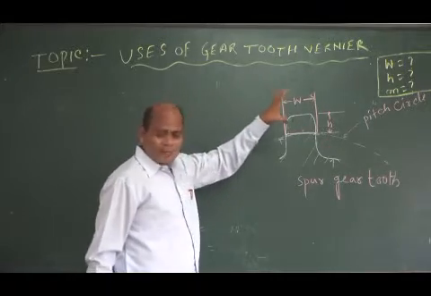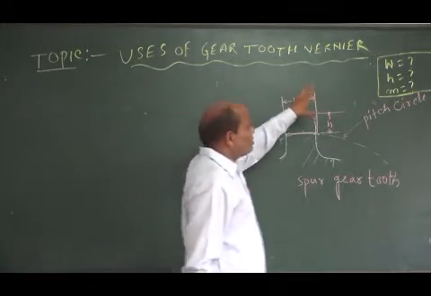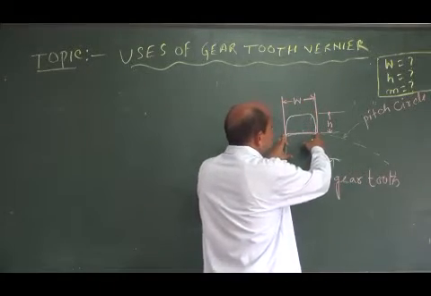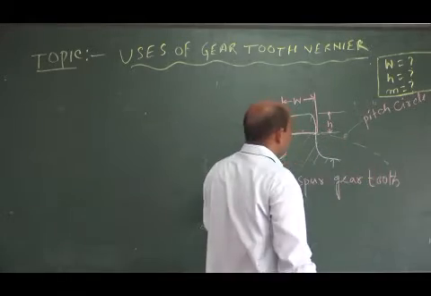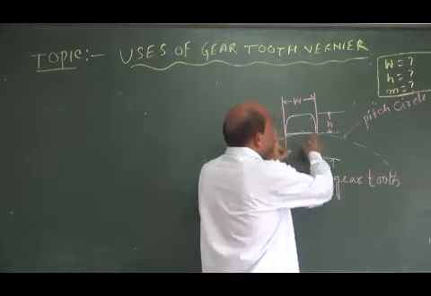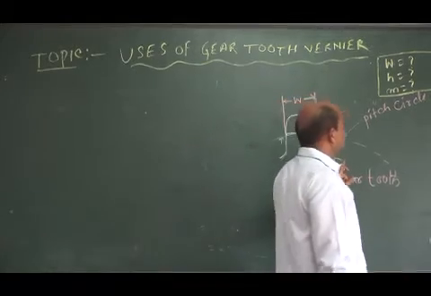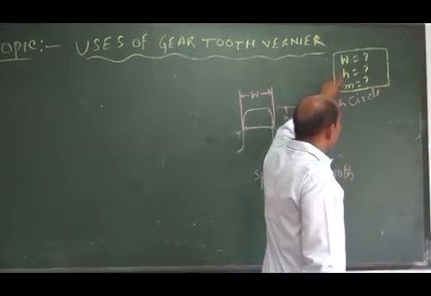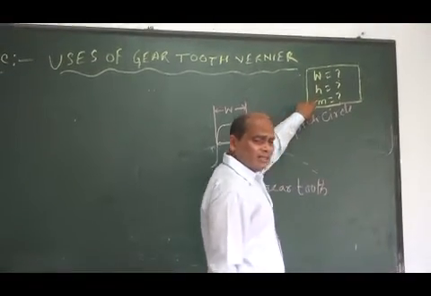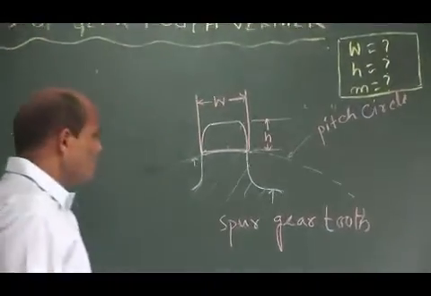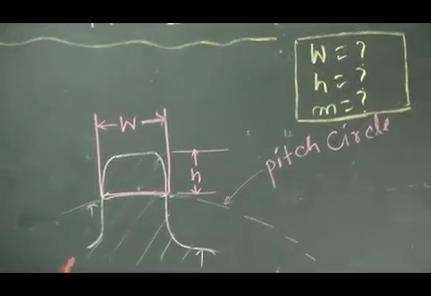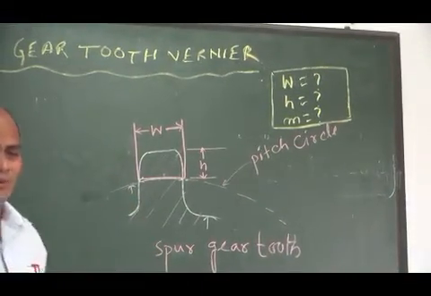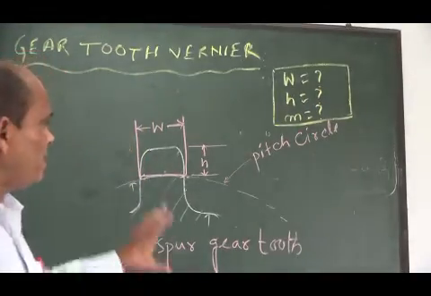In this topic we find out the width of the gear tooth. This is the width at this point, that is at the pitch circle diameter. This width we can find out with the gear tooth vernier, and h can also be calculated, and m, the module of this gear, can also be calculated. This is the picture of a spur gear tooth, and now we find out step by step the various elements.